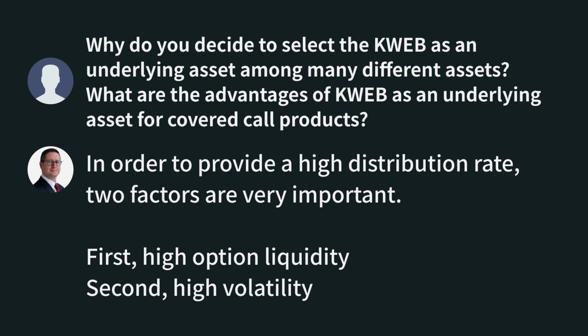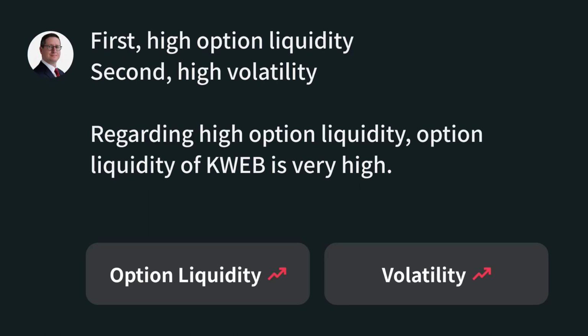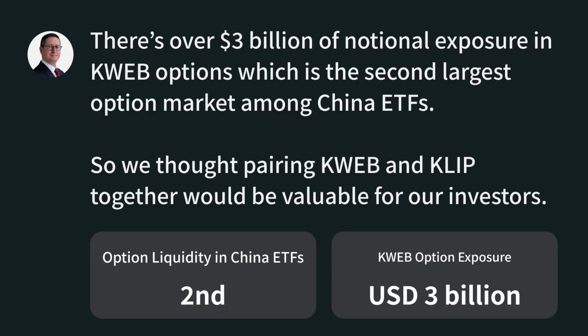In order to provide a high distribution rate, two factors are very important. First, high option liquidity. Second, high volatility. Regarding liquidity, the option liquidity of Kwab is very high. There is over $3 billion of notional exposure in KLIP options, which is the second largest option market among China ETFs. So we thought pairing Kwab and KLIP together would be valuable for our investors.